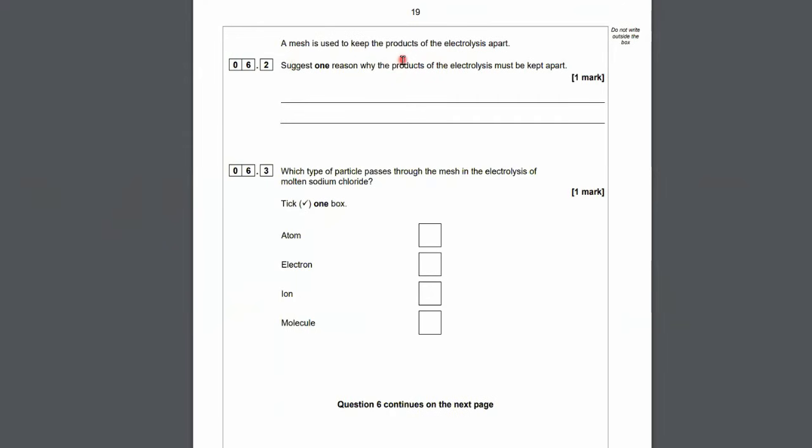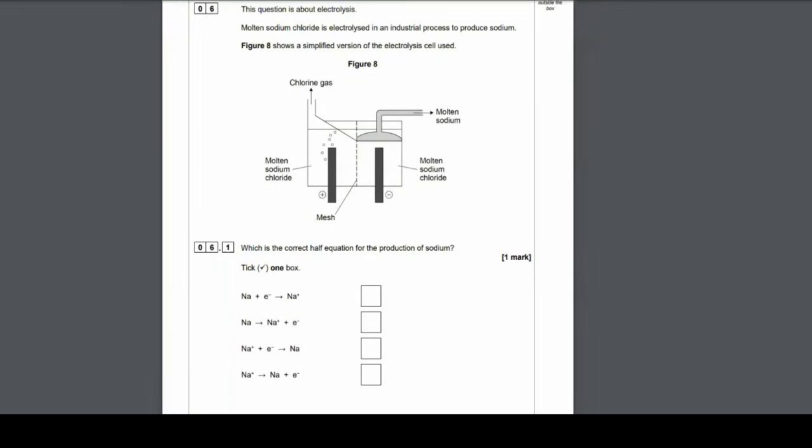A mesh is used to keep the products of electrolysis apart. This is question 6.2. Suggest one reason why the products of electrolysis must be kept apart. So, what are our 2 products of electrolysis of molten sodium chloride? We have chlorine gas, Cl2, and then we have molten sodium. So these are our 2 products.